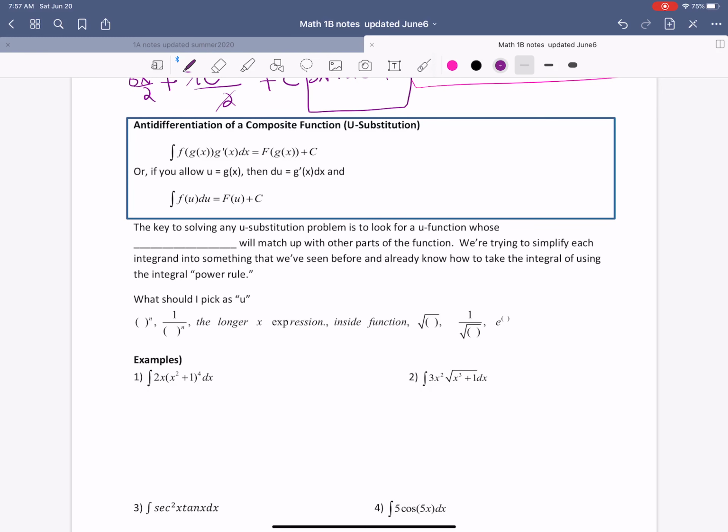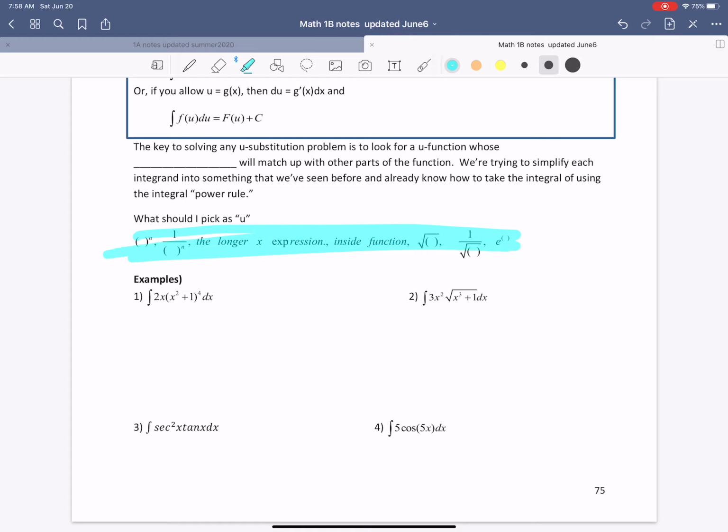Anti-differentiation of a composite function. So again, some u-substitution examples that you must have learned in Math 1A. How do you decide what's going to be your u? This is what tells you that whatever is inside the parentheses is going to be a good candidate for u. All right, several examples with the u substitution.